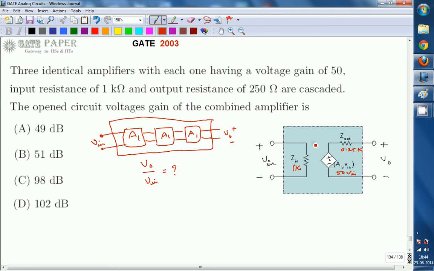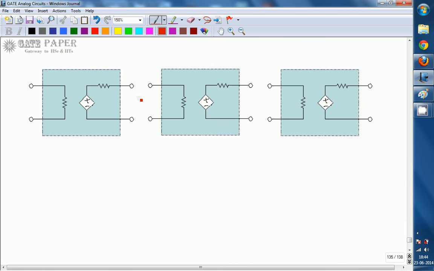If three such amplifiers are cascaded, the diagram looks like this. These are the three stages of identical amplifiers. Assume we apply the input signal here, Vinput plus minus, and the total output voltage is V0 plus minus. This is the first stage, this is the second stage, and this is the third stage. The output of the first stage is V01, the output of the second stage is V02, and the overall output voltage is V0.